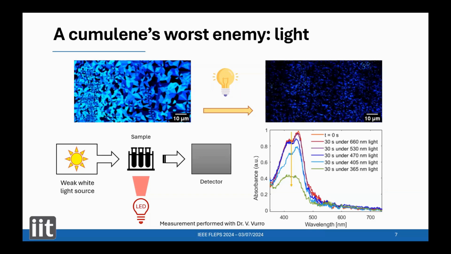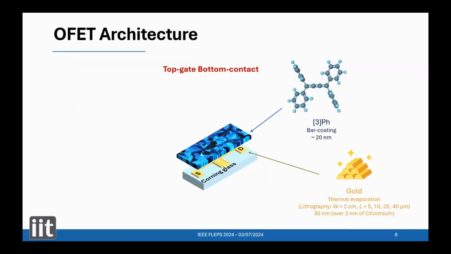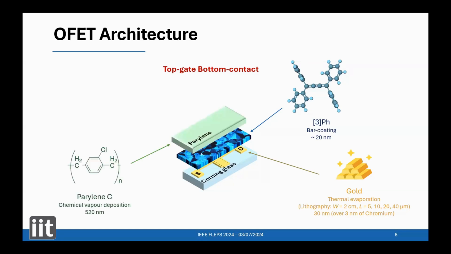So before getting to our strategy to try and fix this issue, let's discuss a little bit what kind of devices we're talking about. Those are top gate bottom contact devices with evaporated gold contacts. The semiconductor was bar-coated into a very homogeneous and crystalline thin film. As a dielectric, we picked Parylene C. And then the optimized device reported in literature employs a thin, transparent layer of PEDOT:PSS inkjet printed directly on top of the channel area.